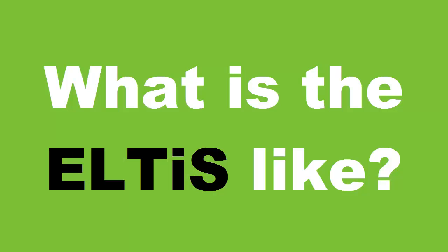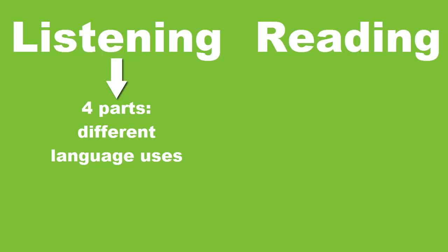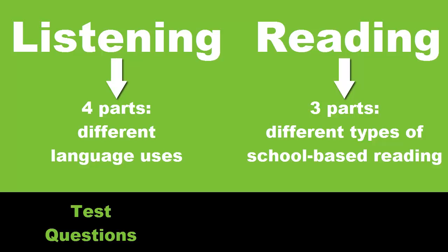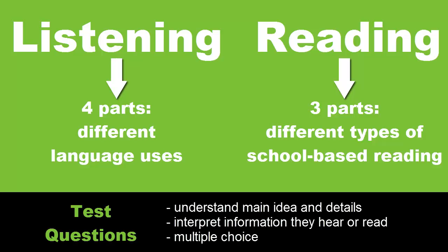So what is the ELTIS like? ELTIS consists of two test sections, listening and reading. The listening section has 4 parts, each covering a different language use situation in school. The reading section has 3 parts. Each of them covers a different type of school-based reading. The questions in both parts of the tests require students to understand main ideas and details and interpret the information that they hear or read. The questions are all multiple choice.